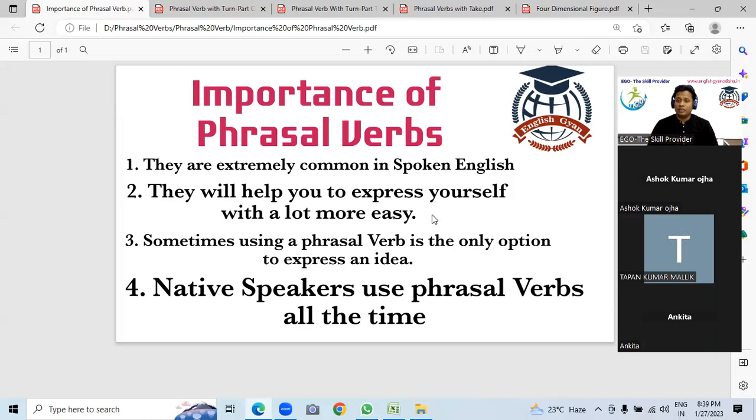So phrasal verbs are very vital. If you know phrasal verbs, you can easily express yourself. Look, spoken English is not about speaking. It is about expressing yourself. The moment you use a lot of phrasal verbs, it comes handy for you most of the time, right? The next one: sometimes using a phrasal verb is the only option to express an idea.